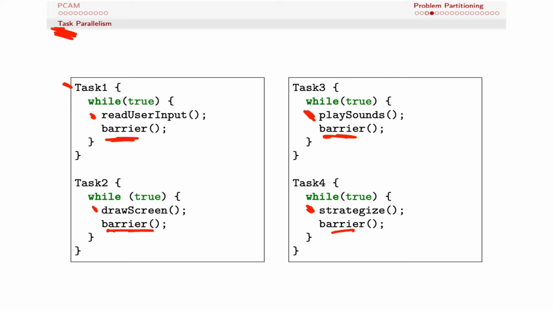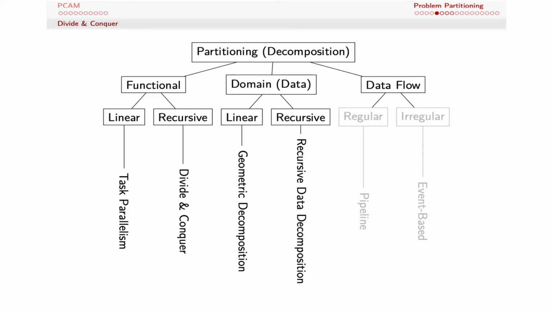But again, the key thing here is that each of these parallel tasks is doing some part of the overall problem, the overall algorithm. They're not necessarily partitioning the data exclusively. It's the functionality that's being done in parallel. Next, we'll take a look at the recursive approach to functional decomposition, and this is usually called divide and conquer.